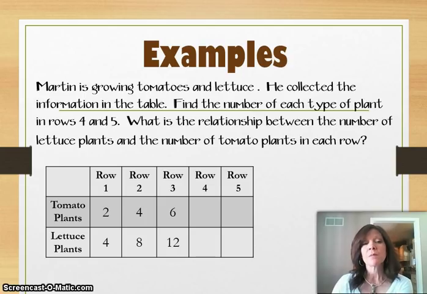All right. Martin is growing tomatoes and lettuce. He collected the information in the table below. Find the number of each type of plant in rows 4 and 5. What is the relationship between the number of lettuce plants and the number of tomato plants in each row?